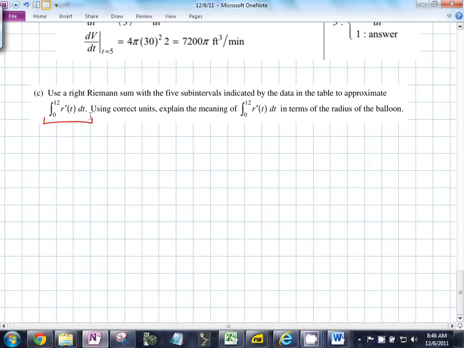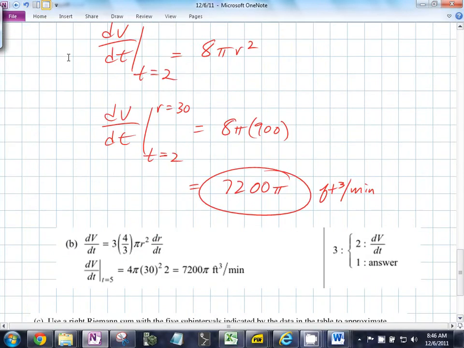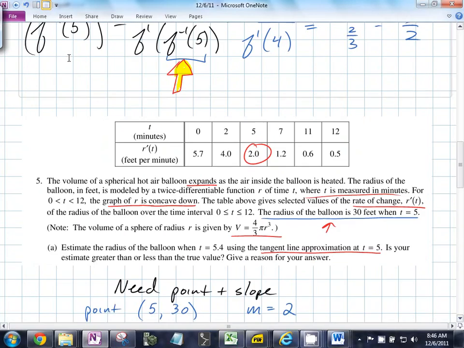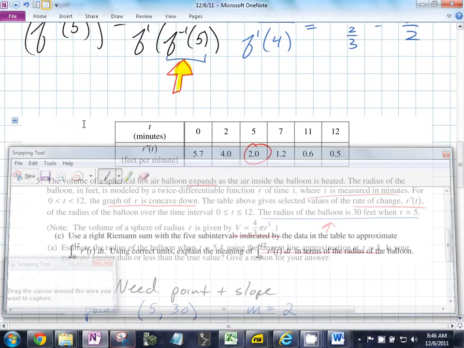So we're using a right Riemann sum with 5 subintervals. Do they nicely give us a table that works well? Yep. They sure do. You don't need to make a graph. You should just be able to do the math.